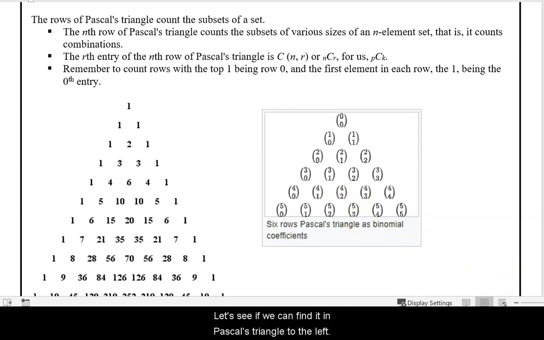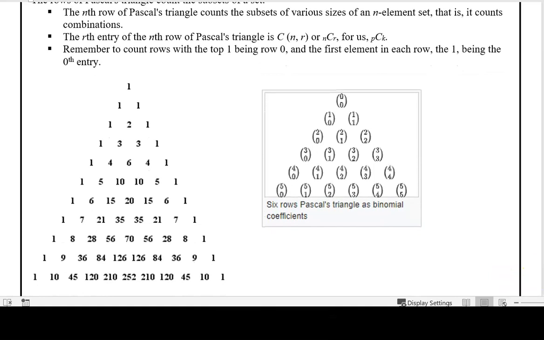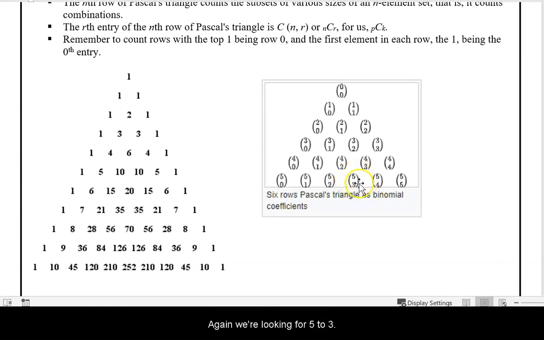Let's see if we can find it in Pascal's triangle to the left. Again, we're looking for 5 choose 3. Out of 5 students total, how many different groups of 3 can I take where I don't care what the order is that the 3 are put in? This is row 0, row 1, row 2, row 3, row 4, row 5. Do you notice that the second one actually gives you the number of the row? That's always going to be the case. It works here too. This doesn't have a second number, so it's row 0. This second number is 1, 2, 3, 4, 5, and so on.